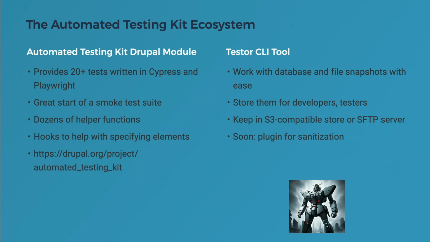And we're about to start work on adding a plugin for sanitization. So the idea is Testor grabs the database from your usually production. There's a plugin written in PHP because the tool is written in Robo. So people already know how to use PHP. You make your plugin, it sanitizes everything, and then it sends the snapshot up to wherever you want to store it.